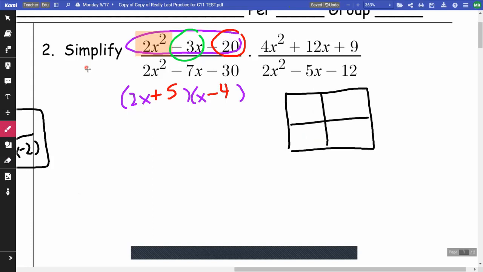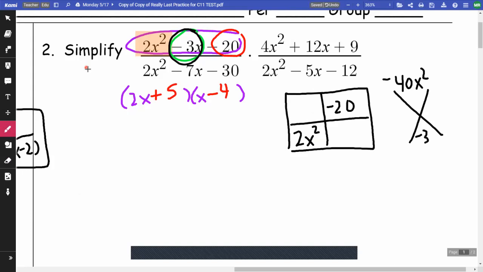If that's not easy for you to see, you can always do the box to diamond. So put your 2x squared here and your negative 20 here. We multiply those together to get a negative 40x squared, and it has to add to that negative 3x we were trying to get before. That's going to be a negative 8x and a 5x. So I'm going to put in negative 8x and a 5x. And then when I'm trying to find the outside, I'm going to have a 2x and an x. This is going to be a plus 5. This is going to be a minus 4.